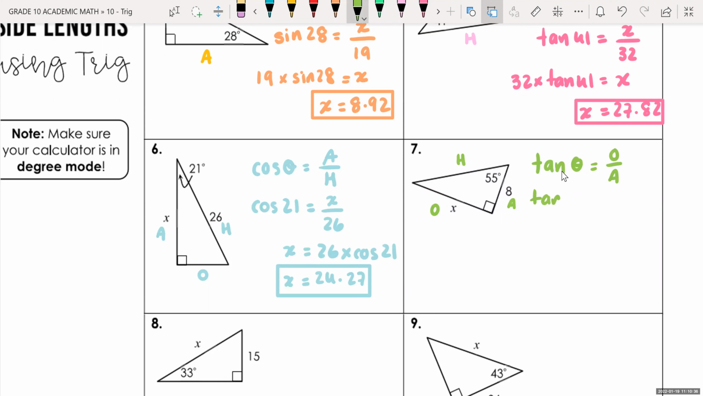Do we know our angle? We do, it's 55. Do we know the opposite side length? It's X, and the adjacent side length is 8. So this is just more of the same stuff, but the next 2 questions after this are going to be a little bit different. And I was waiting for them.